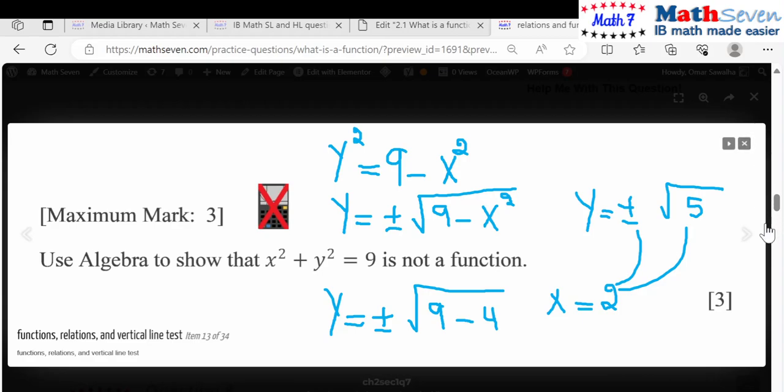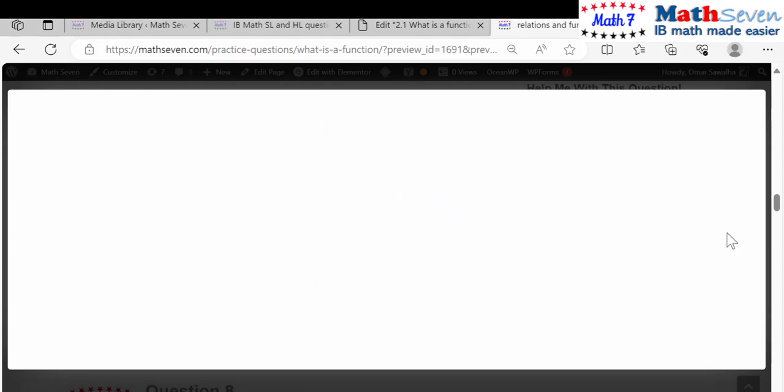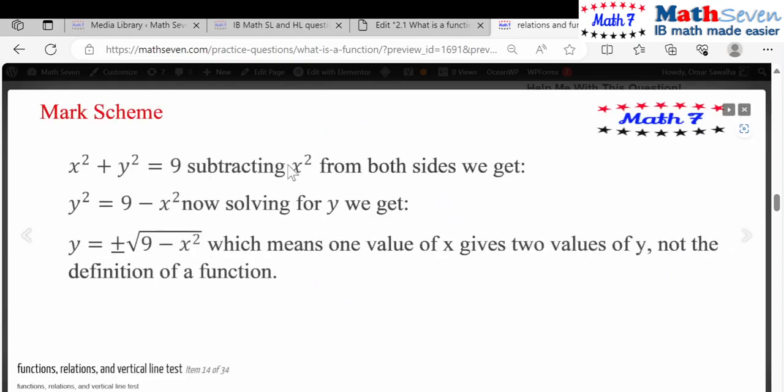Is that clear? Now let's take a look at your mark scheme. Again, see? Which means one value of x gives two values of y, not the definition of a function. Okay, why? Because of this plus and minus. This plus and minus is what ruined it.